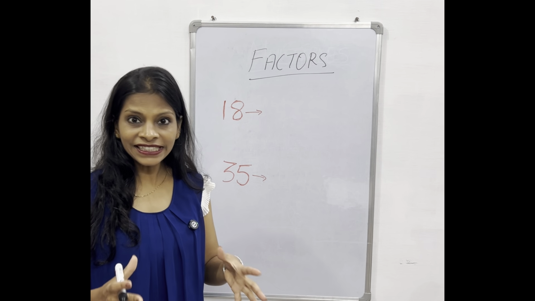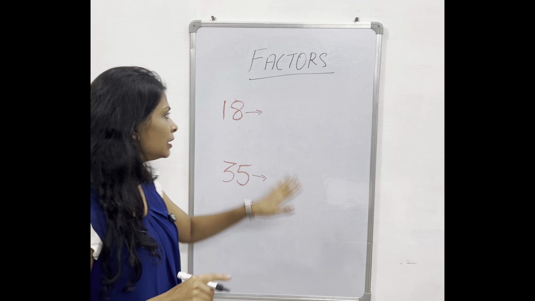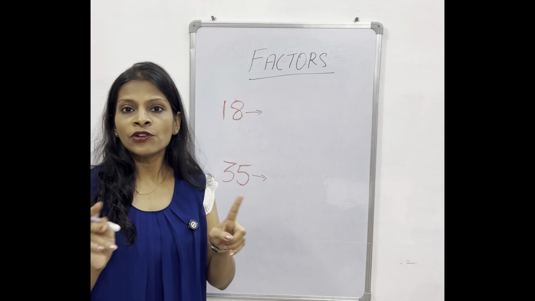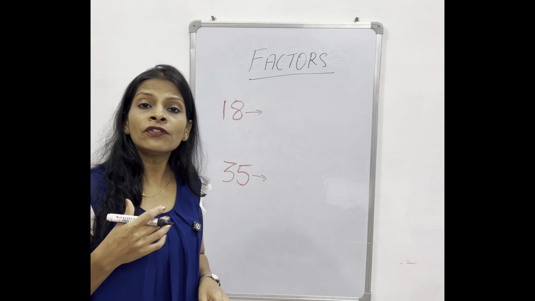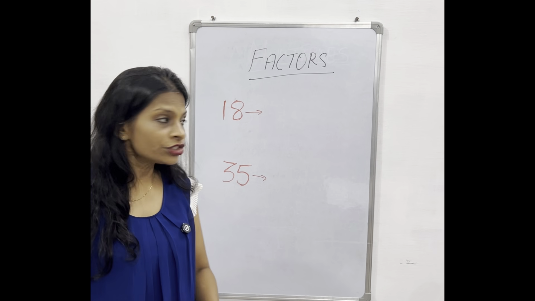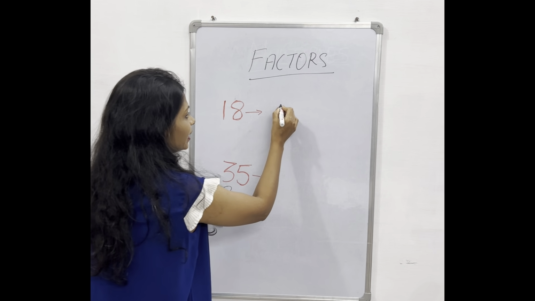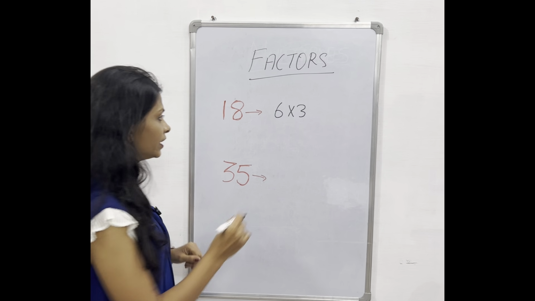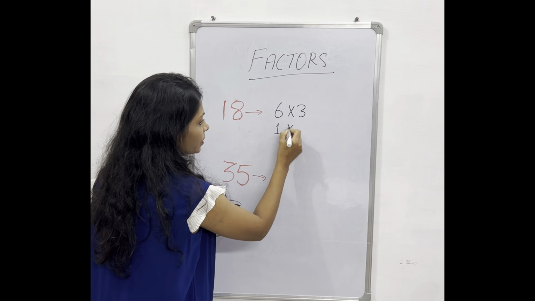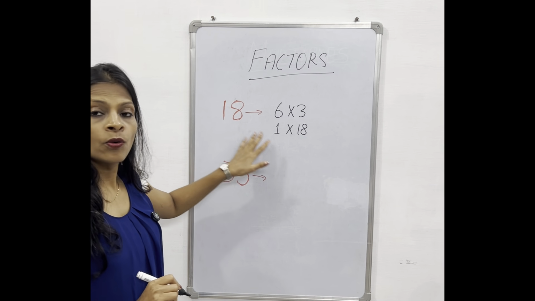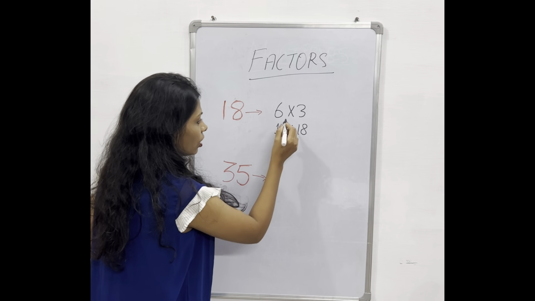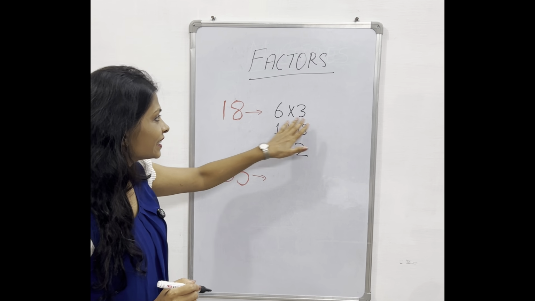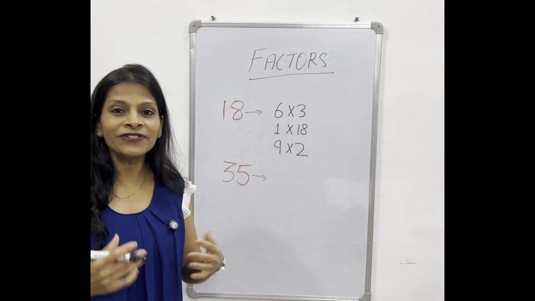To find the factors of any number, we think of two numbers which multiplied give that number. For example, for 18, we think of two numbers which when multiplied give 18, or we think of any times table in which 18 is coming. So I know that 6 times 3 is 18. Therefore, 6 and 3 are factors of 18. Also, 1 times 18 is 18. Therefore, 1 and 18 are also factors of 18. We also know that 9 times 2 is 18. Therefore, 6 and 3, 1 and 18, 9 and 2 are the factors of 18.